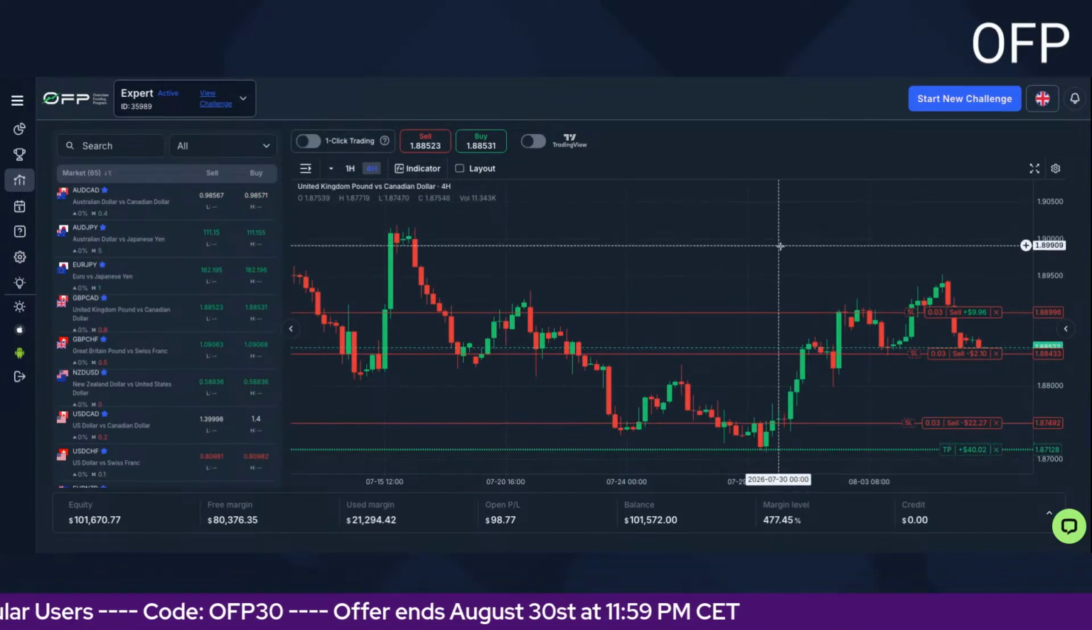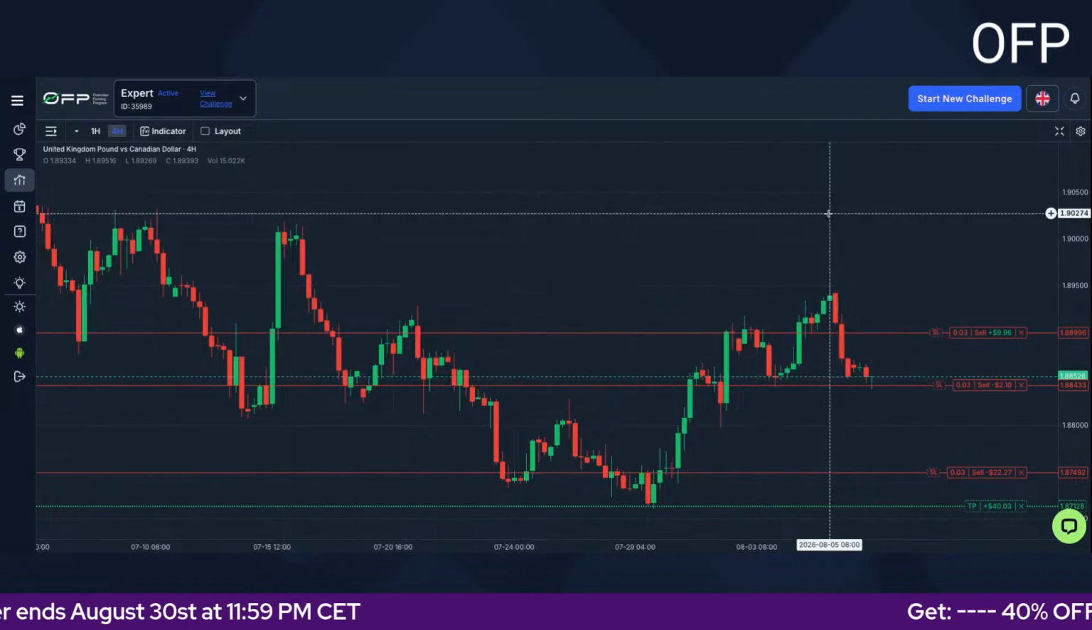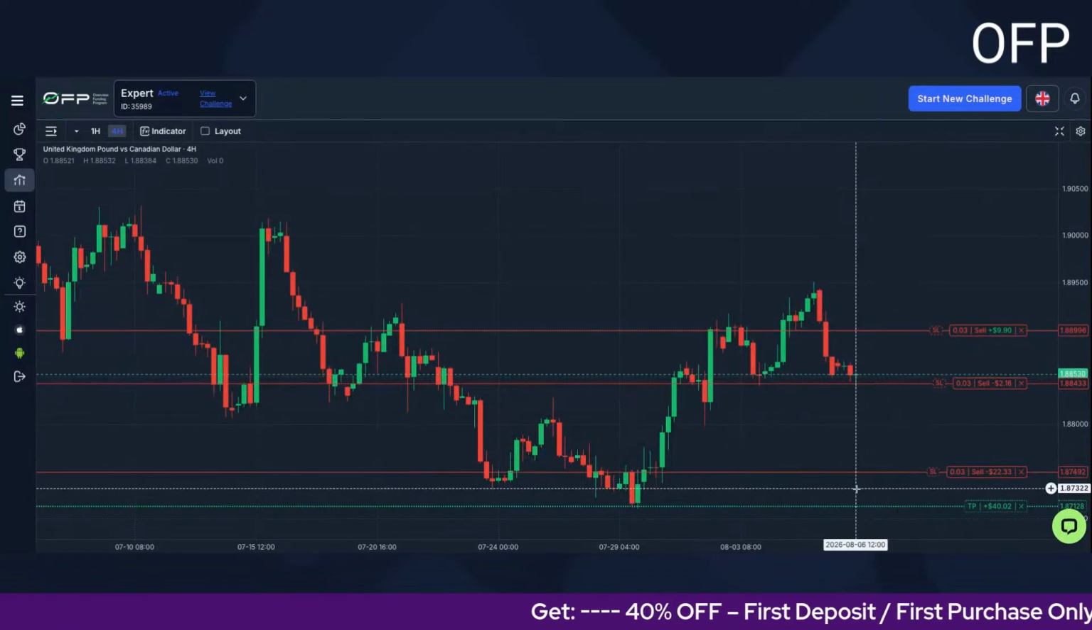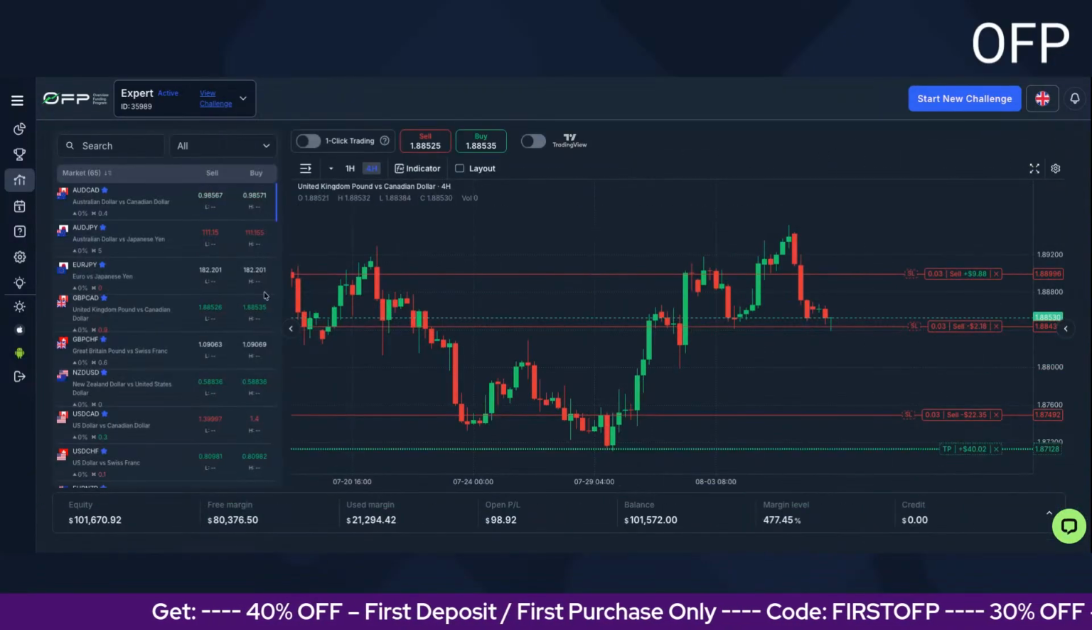Then pound CAD. Pound CAD is dropping, which is great. It dropped from here yesterday and the drop continued, but we're still waiting for Friday. Maybe Friday will finally give us what we were looking for on pound CAD.